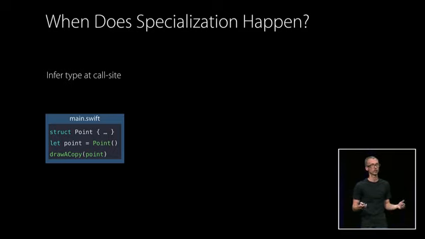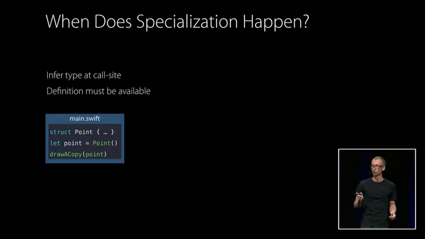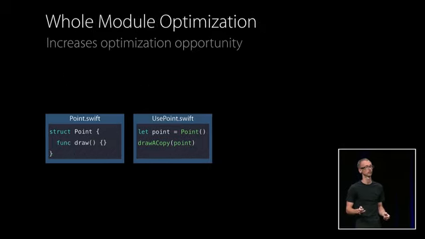Swift also needs to have the definition of both the type used during the specialization and the generic function itself available. Again, this is the case here. It's all defined in one file. This is a place where whole module optimization can greatly improve the optimization opportunity. Let's take a look why that is. So let's say I've moved the definition of my point into a separate file.